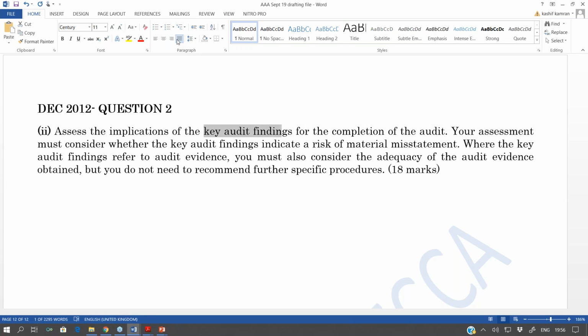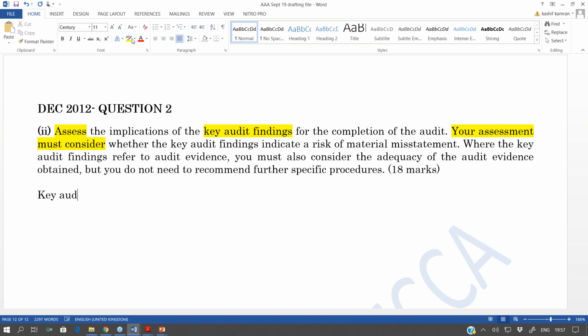In the last question, there were three issues. In this question, we have key audit findings. After the full stop, even in the last question, the examiner was telling us what to assess. And in this question again, the examiner is telling us after the full stop, your assessment must consider. So do we know what to assess? Is the examiner making that clear after the full stop? Your assessment. So let's see what we need to assess.